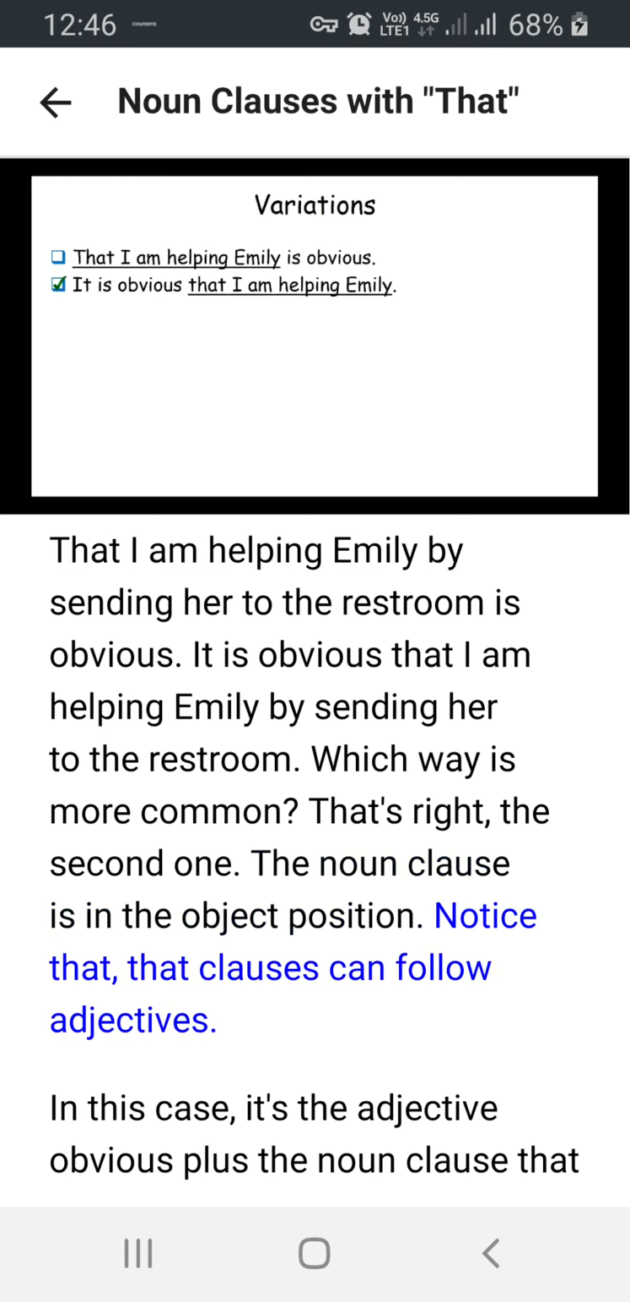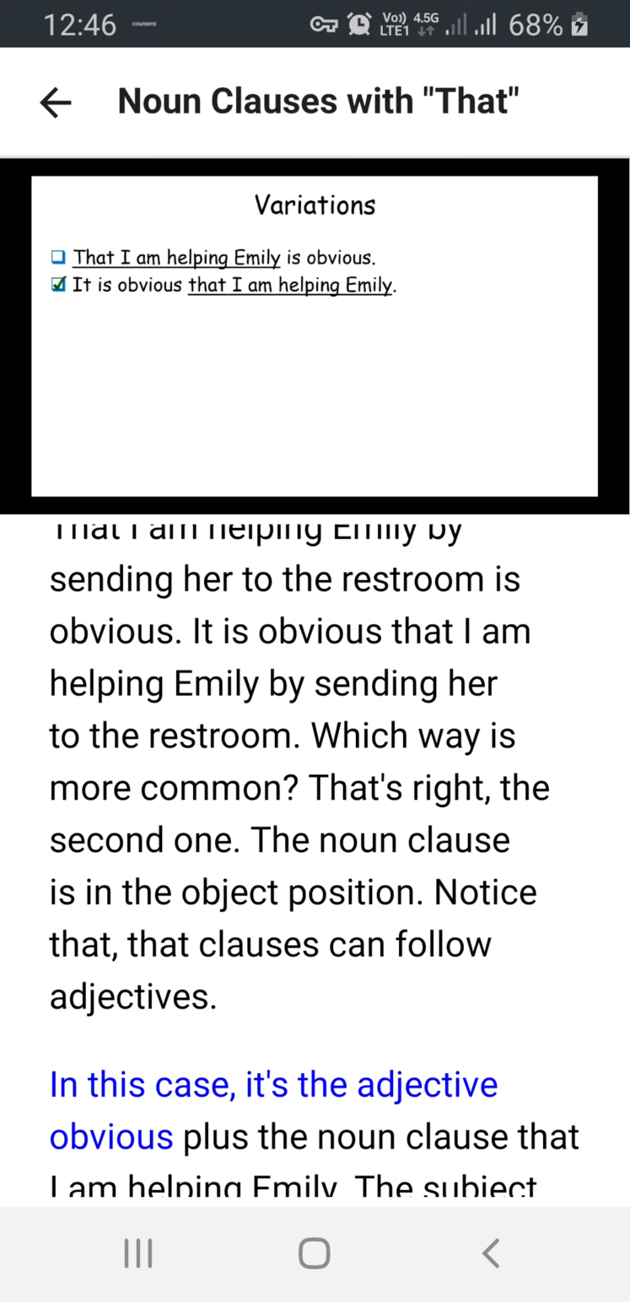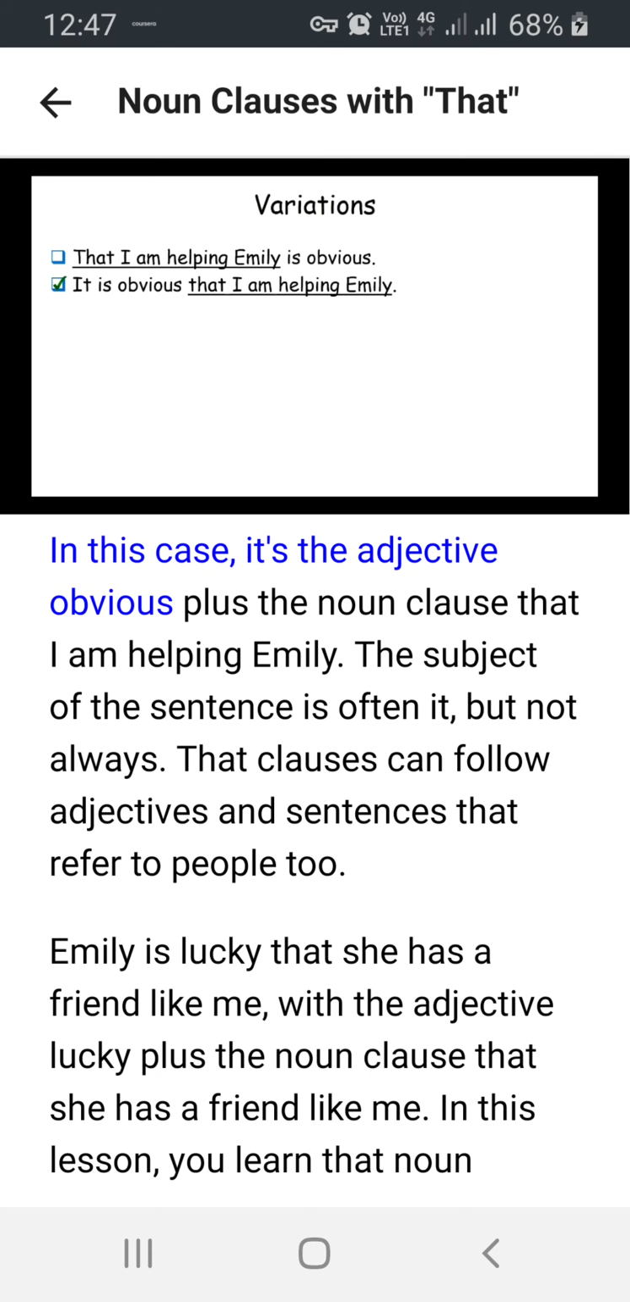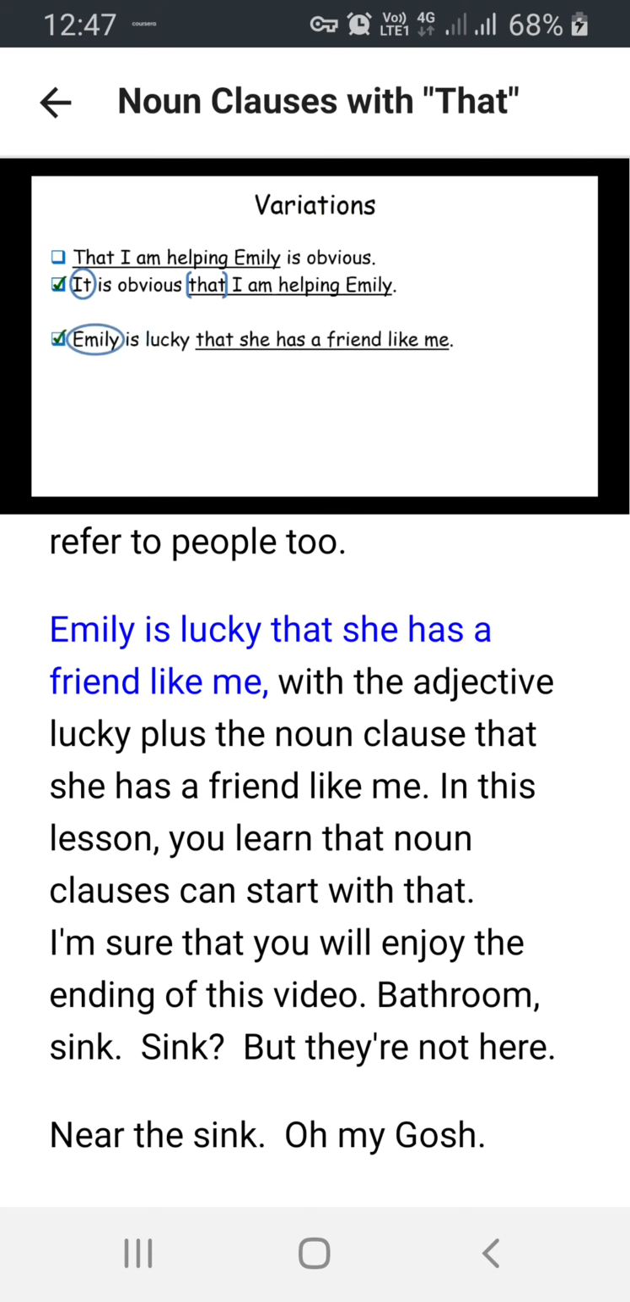Notice that clauses can follow adjectives. In this case, it is the adjective obvious plus the noun clause that I am helping Emily. The subject of the sentence is often it, but not always. That clauses can follow adjectives in sentences that refer to people too. Emily is lucky that she has a friend like me, with the adjective lucky plus the noun clause that she has a friend like me.